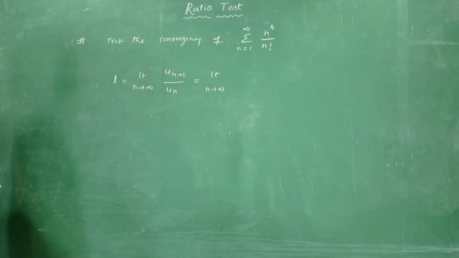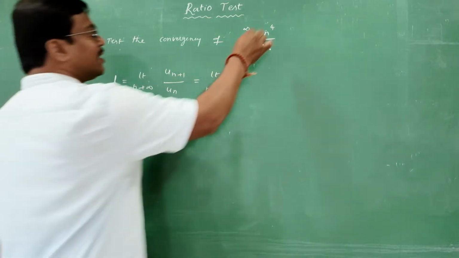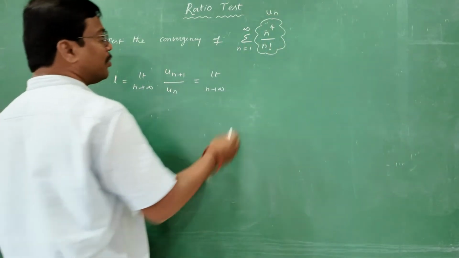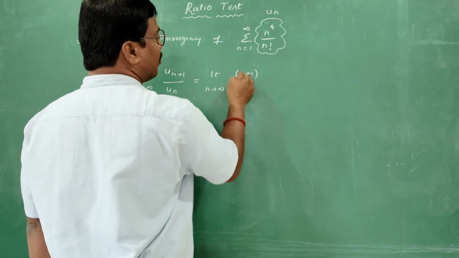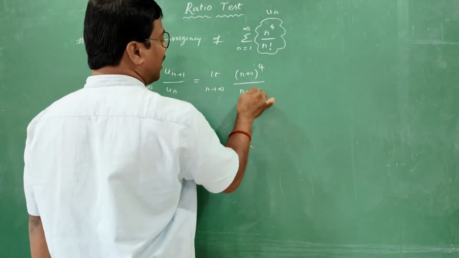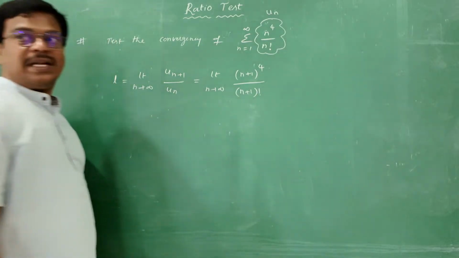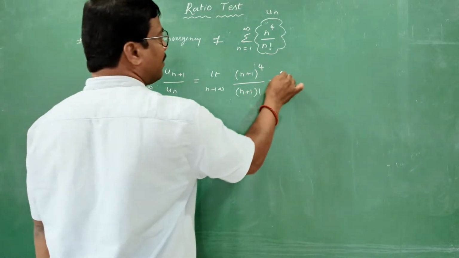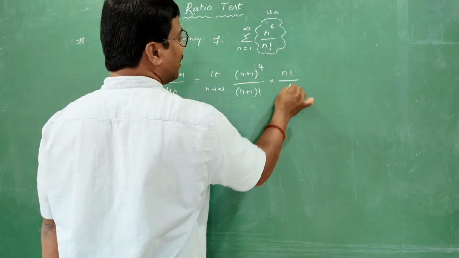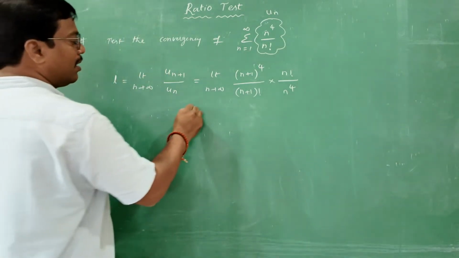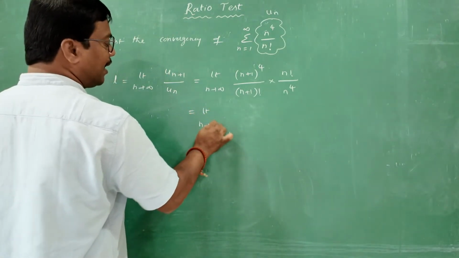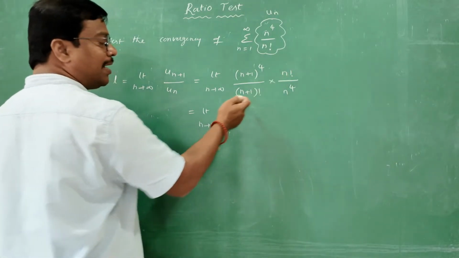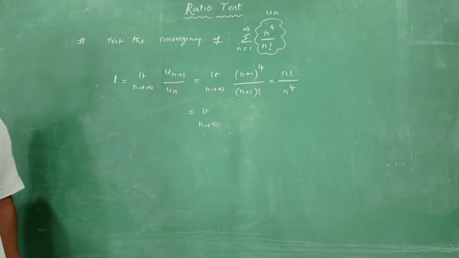I am going to write first un plus 1. Yes, un plus 1 in the numerator, that is n plus 1 whole power 4 divided by n plus 1 factorial. Next, un is in the denominator part. When I multiply, it becomes n factorial by n power 4. Now, limit n tends to infinity. Here, n factorial and in the denominator part n plus 1 factorial, I am going to simplify.